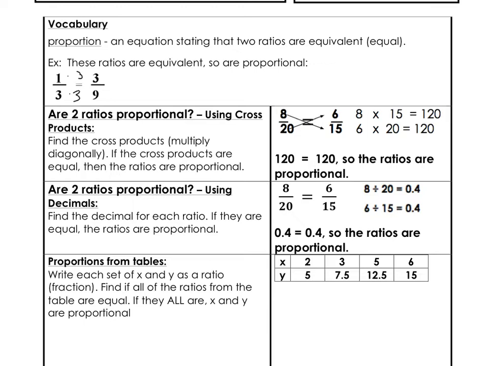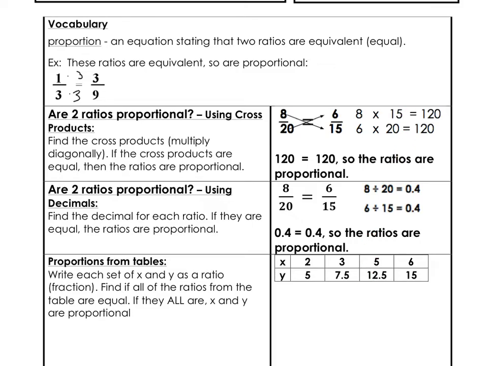Second way to do it. Also not hard because you get to use a calculator. It just involves you turning both fractions into decimals, and if the decimal is the same, then it's proportional. To turn a fraction to a decimal, you just do top divided by bottom, so 8 divided by 20, and then you do 6 divided by 15. I did my math over here. Notice that they both are 4/10 or 0.4, which means they are proportional, okay?